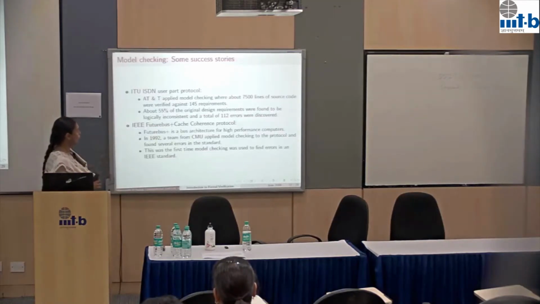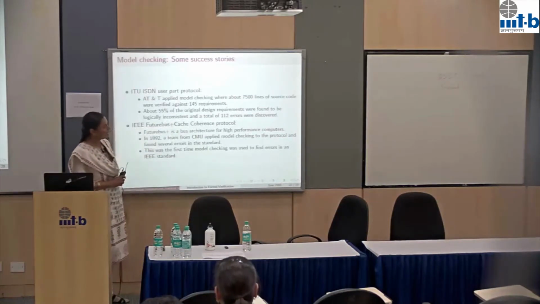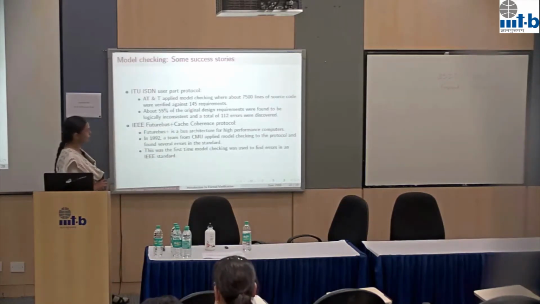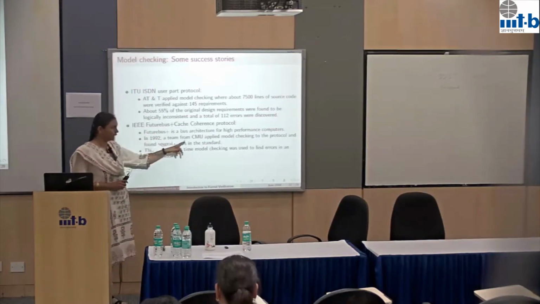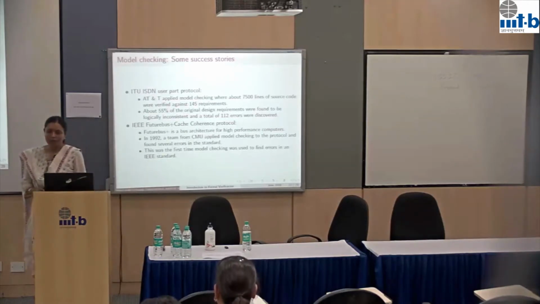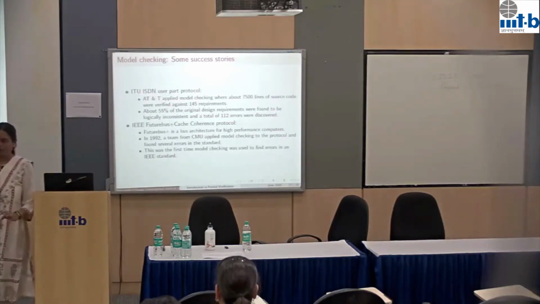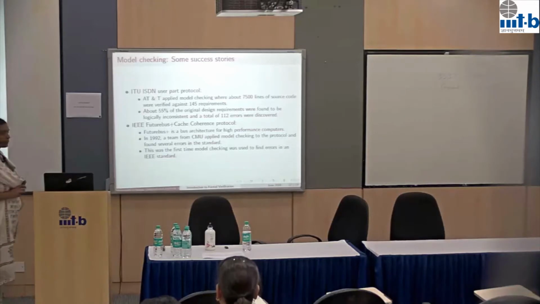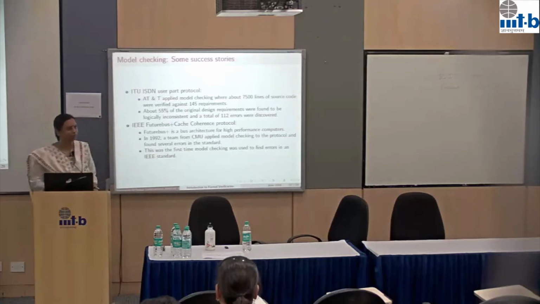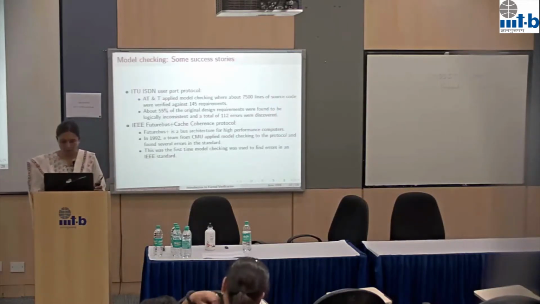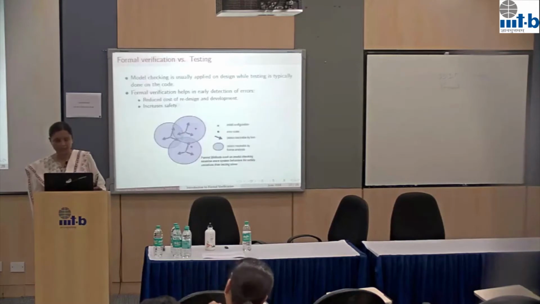So here are some popular examples. AT&T applied model checking, where about 7,500 lines was verified against 145 requirements, and so many errors were found. This particular example was done quite some time ago. In 1992, a team from Carnegie Mellon applied model checking to the IEEE protocol and found errors in it. Part of the reason they got the Turing Award in 2008 was this work they did in 1992, where it was used to find errors in an IEEE standard.